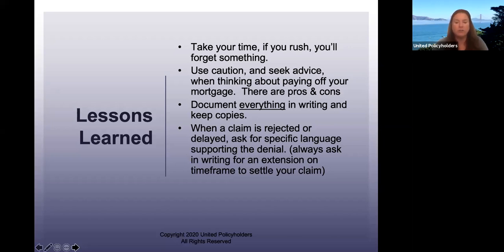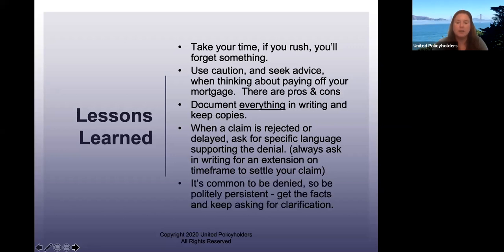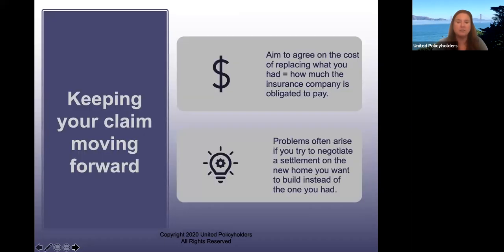They are required to do that, okay? Lots of things get denied out the gate, so be persistent, get the facts, ask for clarification. Make sure they show you the part of the policy that they relied on and that you feel like you understand it. Keep making them explain it. A lot of people don't push their adjusters. You can be polite, but you can be persistent and push them, okay?